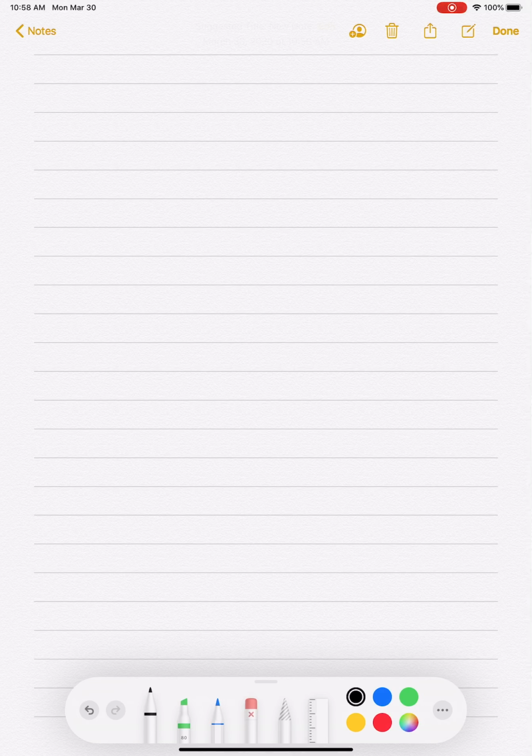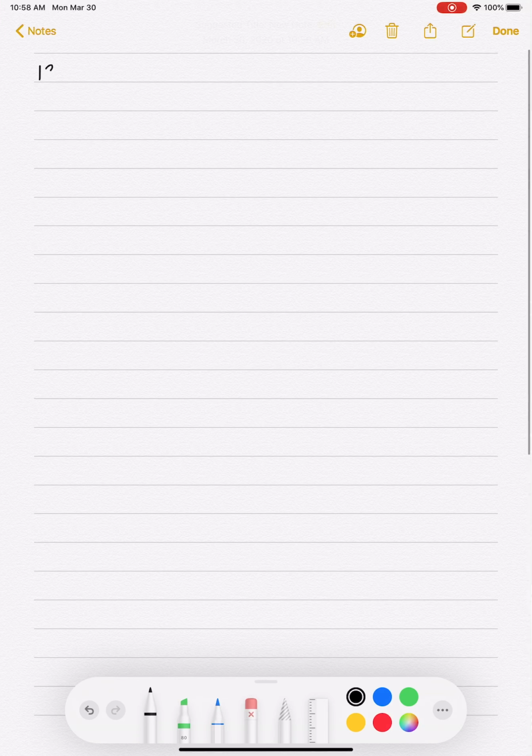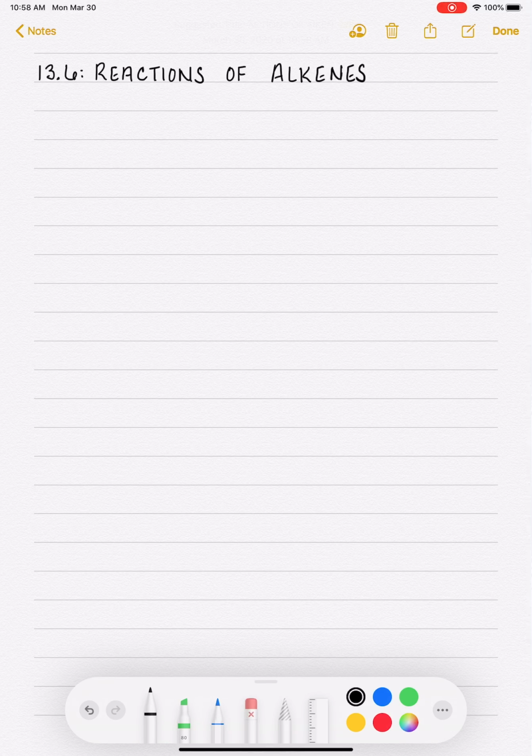Most of what we're going to do with today's material is focus on different reactions that alkenes can do. And you are going to learn about 4 different reactions of alkenes. The first reaction that you're going to learn is called hydrogenation.